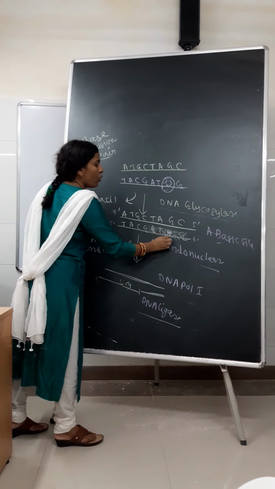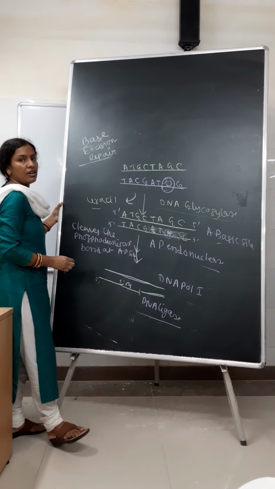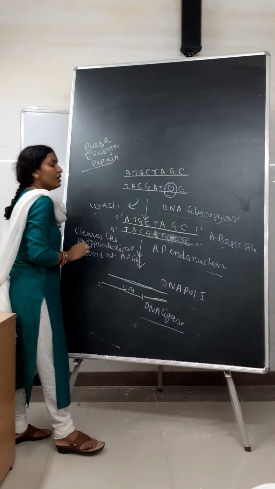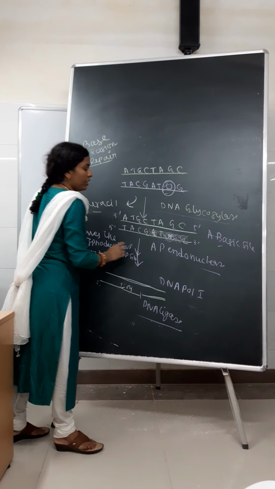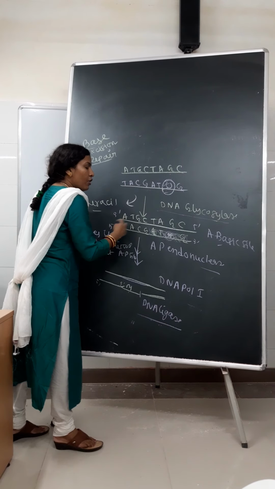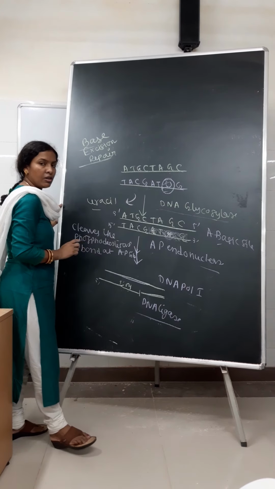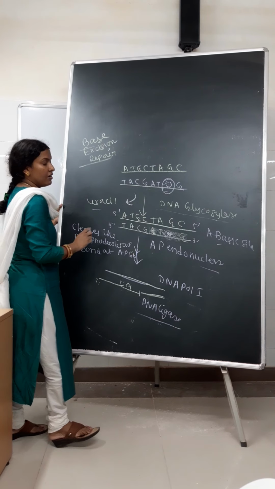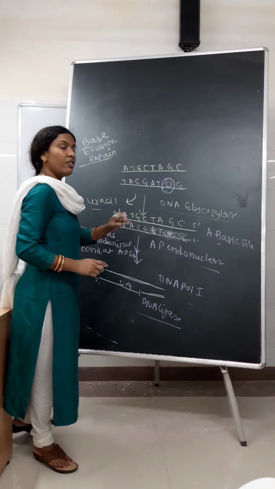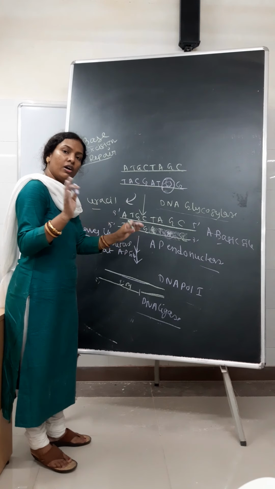Next comes, so this site is now like this. There is no base at this site, so it is called an abasic site. Apurinic, apyrimidinic or abasic site. Now the enzyme comes, AP endonuclease. So what will be the function of AP endonuclease? This AP endonuclease functions only at the AP site, our apurinic or apyrimidinic site. Here it cleaves the phosphodiester linkage at this AP site. So the phosphodiester bond is cleaved.